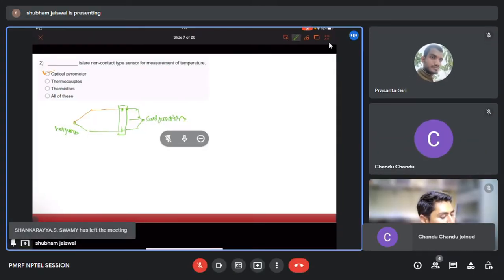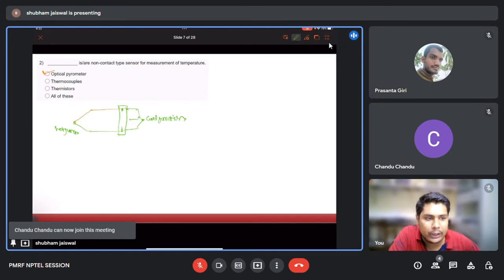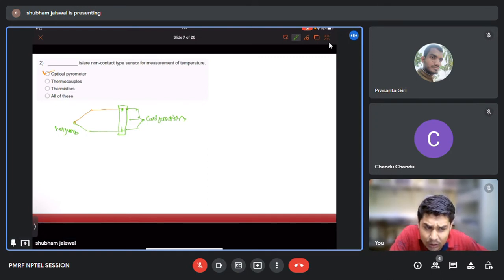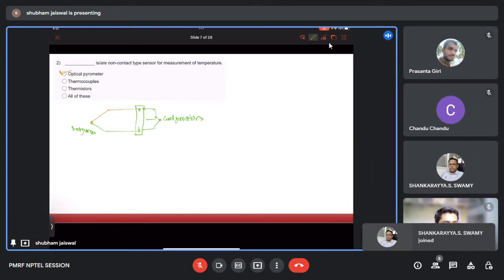So in a thermocouple, we need physical contact to measure the temperature. Similarly, a thermistor is nothing but a semiconductor that works on the principle of a decrease or increase in resistance with the changing temperature. So in that case also we need physical contact. Among these, the optical pyrometer is the only non-contact type sensor for measurement of temperature.